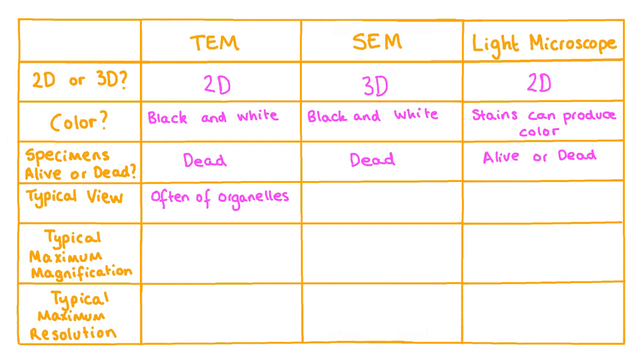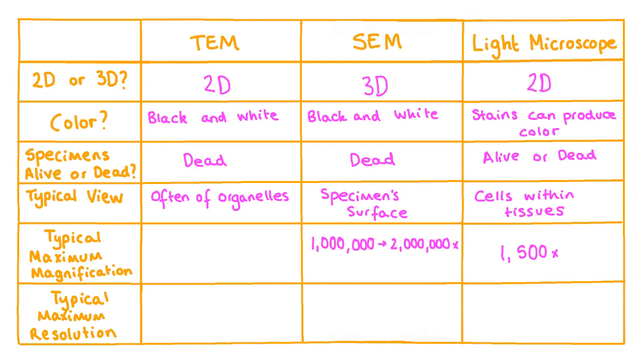While TEMs can produce a highly detailed image of the organelles and other structures within a cell, SEMs produce detailed images of the surface of a specimen. And light microscopes are usually used to view specific cells within tissues. Both electron microscopes have a much higher maximum magnification than light microscopes, the very best of which can produce images magnified up to 1,500 times.